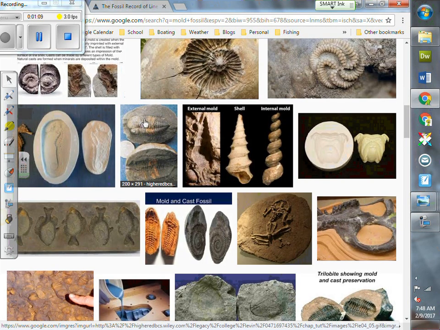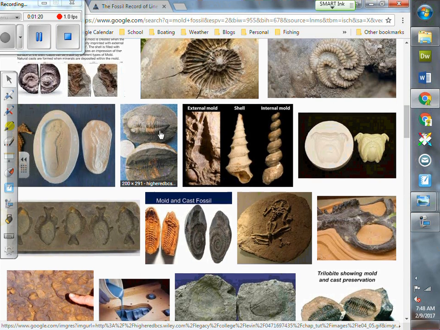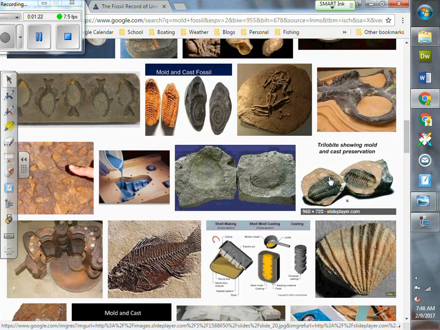So here's a trilobite that's a cast. You can kind of see that the minerals filled up the inside of this print and then left a cast fossil of the trilobite. Here's a really good example of that trilobite. Okay, you can see that the minerals filled up this cavity right here and then hardened over time into rock to form this trilobite cast fossil. All right.